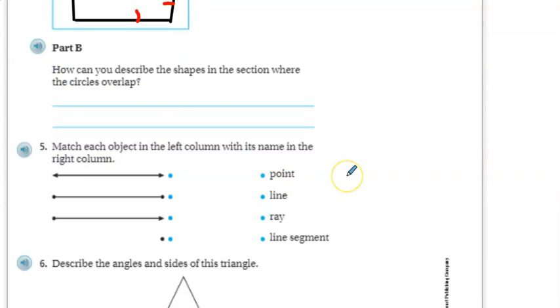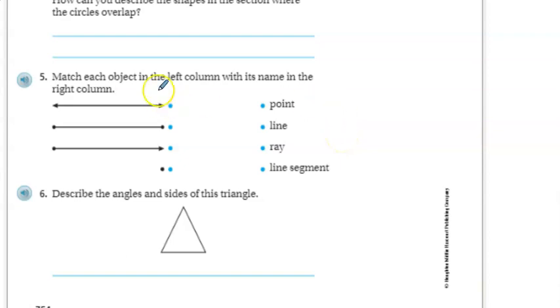Match the object on the left column with its name on the right column. Oh, we haven't done these in a while, so this is fun. All right, so we're going to have to go back and use some of our knowledge from when we started at the very beginning of geometry. So this has an arrow on both sides. And your choices are a point, a line, a ray, or a line segment. So this one here and this one here look a lot alike except for the ending. So you got to really look at that. So this right here would be, hopefully you see, it is a line.